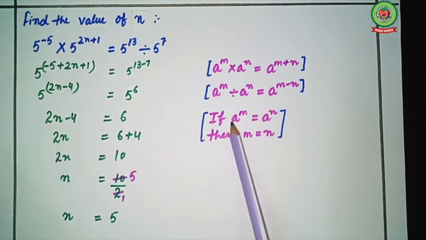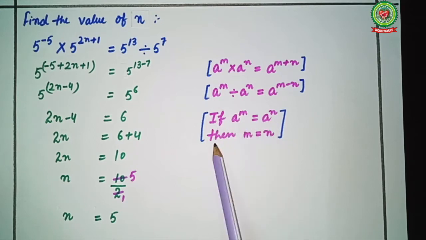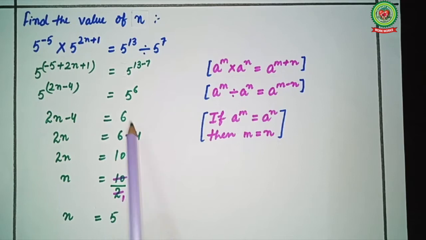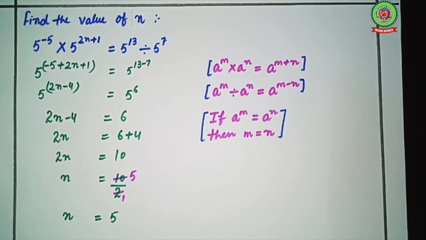Again we will apply the law, that is if the bases are equal, their powers will be equal. So we will write 2n minus 4 is equal to 6, and 4 will be shifted to the right hand side. We will get 6 plus 4, 2n will be equal to 10, and n is equal to 10 divided by 2, that will be equal to 5 after cutting. So here we got the answer for the value of n, which is equal to 5.